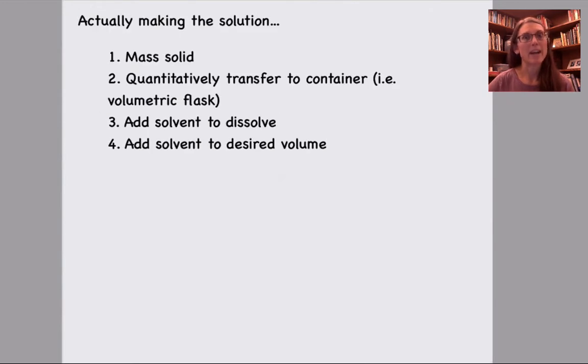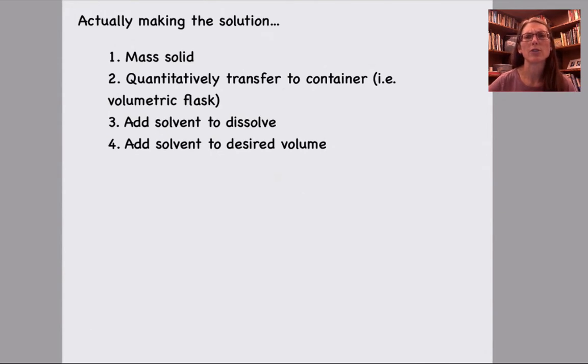When it comes time to actually make that solution, you're going to mass out that solid. You're going to quantitatively transfer it to its container, so whatever you're going to do that dilution in. Oftentimes a volumetric flask. Sometimes when we can be down and dirty, we can use a graduated cylinder. But we're going to make sure you're adding solvent to dissolve it. For our class, we're going to be using almost exclusively water as that solvent.